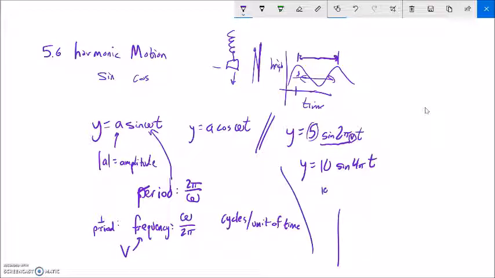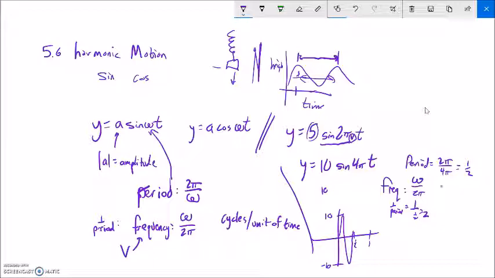Let's analyze this. The amplitude's 10, so this will be offset by 10 in both directions. The typical period is 2 pi. If we divide by that multiplier, it's 1/2. So this repeats itself every 1/2 unit. Like if this is 1 and this is 1/2, a full sine wave will fit within that 1/2. Now if I look at the frequency, I can think of frequency as 1 over the period. So 1 over 1/2 is 2. Or I could do it straight from frequency is omega over 2 pi. So that would be 4 pi over 2 pi, which is 2. See how this 4 pi is like 2 pi times v. 2 pi times the frequency is 4 pi. So v must be 2.